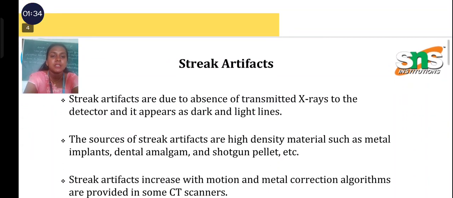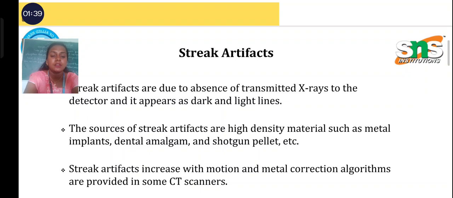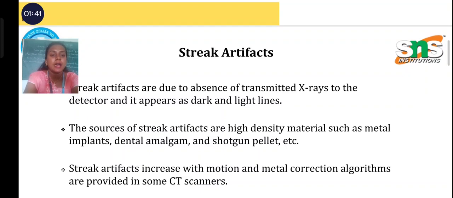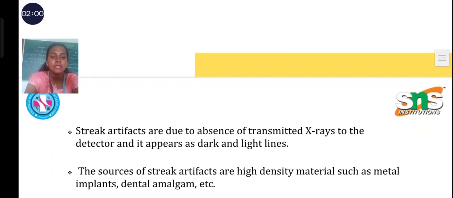Streak artifacts. Streak artifacts are due to absence of transmitted X-rays to the detector and appear as dark and light lines. The sources of streak artifacts are high density materials such as metal implants, dental amalgam and shotgun pellets, etc. Streak artifacts increase with motion, and metal correction algorithms are provided in some CT scanners.